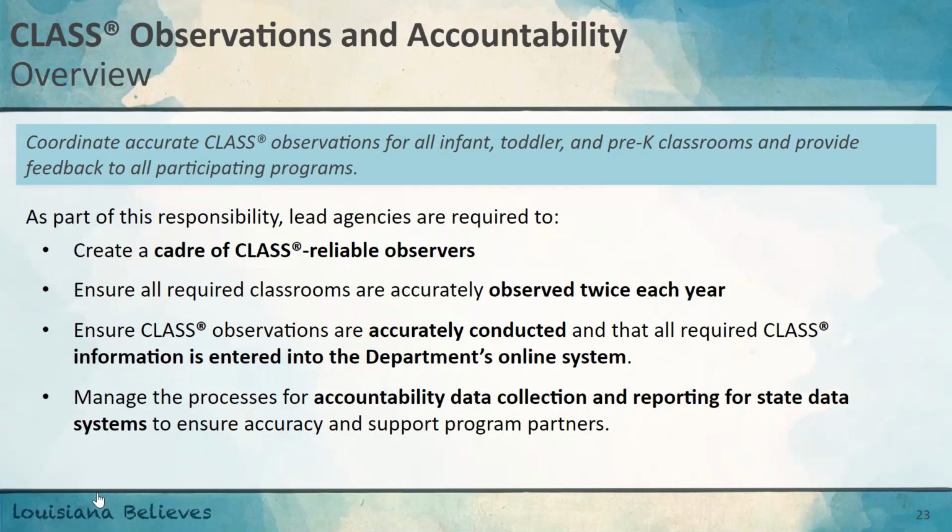All classrooms are required to be observed by observers at the local level twice annually, once in the fall and once in the spring. And then there are a handful of things you have to do and steps you have to take to ensure that this class data is entered correctly and accurately, that your observers maintain a level of reliability, and that you carry out other processes to support data collection and reporting for the accountability system. So we'll go into more details about what that looks like in practice.